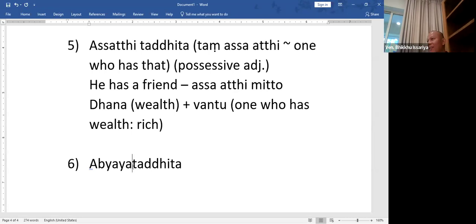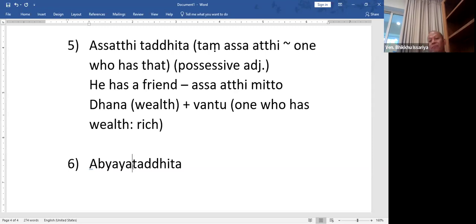Indeclinable: this word never changes. It is very easy to understand in meaning also, and all the time in the texts we will find it. For example, on the very first day I taught Ida. Ida means here. All the time we find Ida, and it never changes, like Ido; Ida does not change. So also with tatha, it never changes.